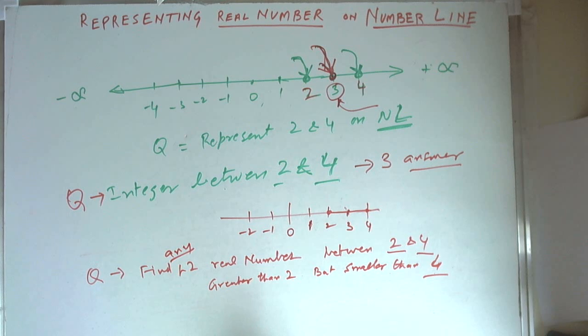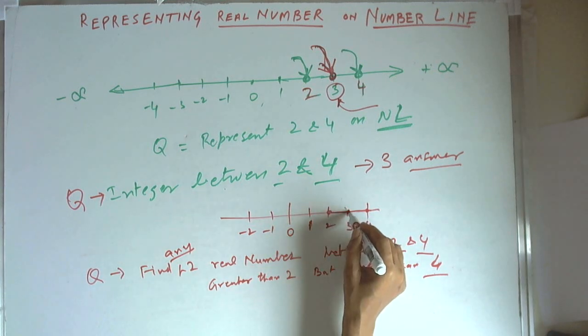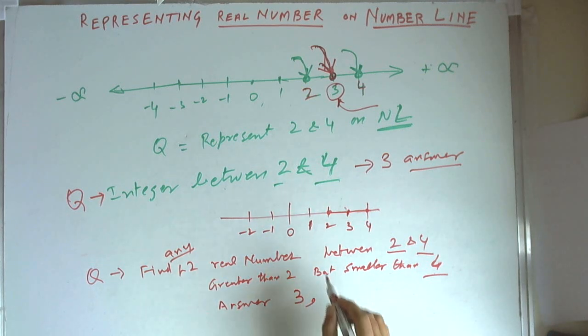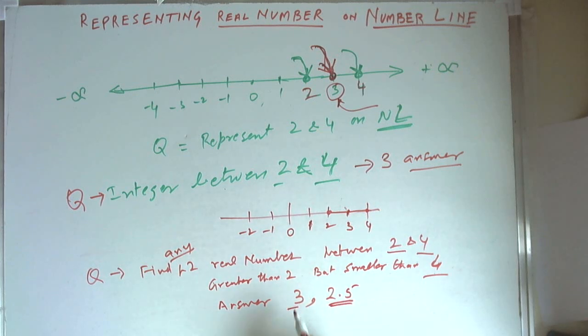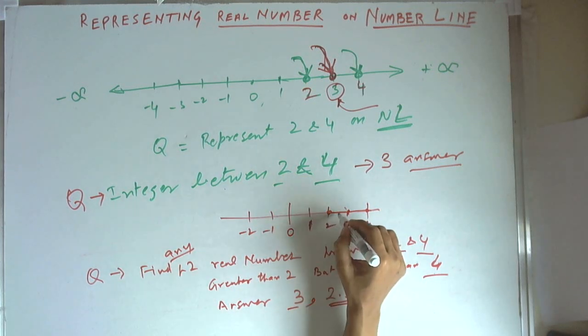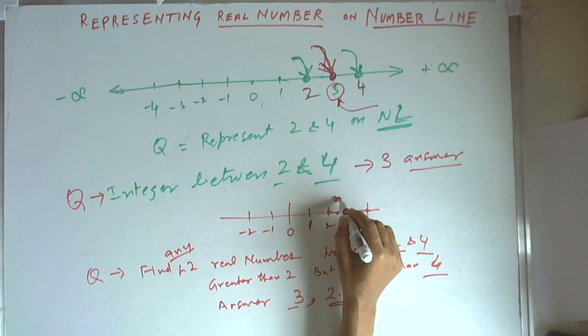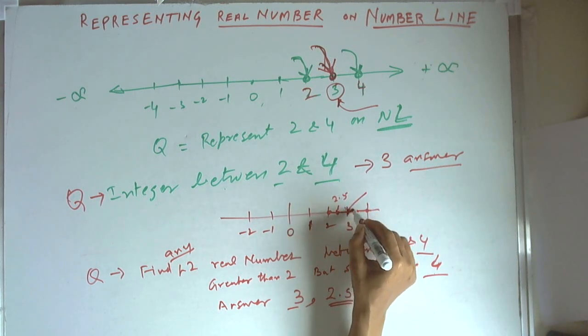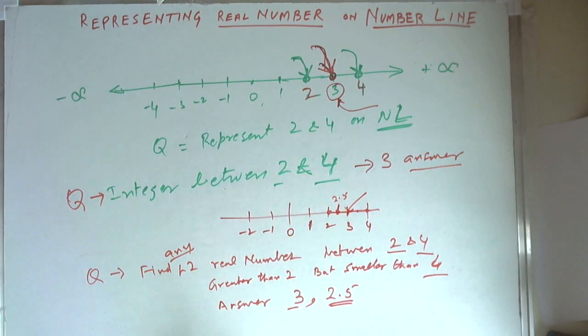And if it says just find any two real numbers, an integer is a real number. So 3 is one possibility. We can say the answer is 3, and also we can say 2.5. So 2.5 is here, and this is 3. So these are the 2 points we have found between 2 and 4. We can choose any of the points.